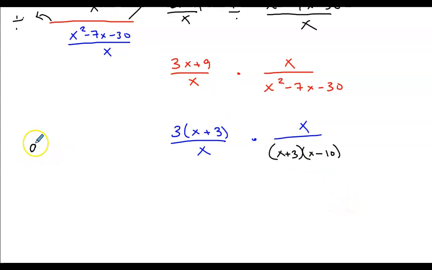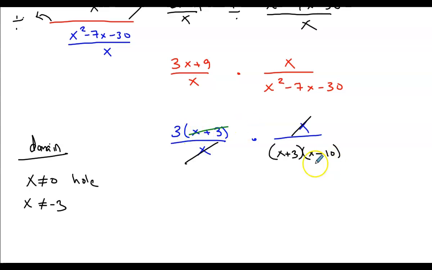From here, I'm going to establish my domain. So I got x cannot equal 0, and that simplifies out, so therefore there's a hole there. Then I have x plus 3, which means that x cannot equal negative 3, but that simplifies, so there's another hole there on the graph. And that just leaves me with another denominator of x minus 10, so x cannot equal 10. That does not simplify out. That becomes a vertical asymptote, and that all simplifies to 3 over x minus 10.